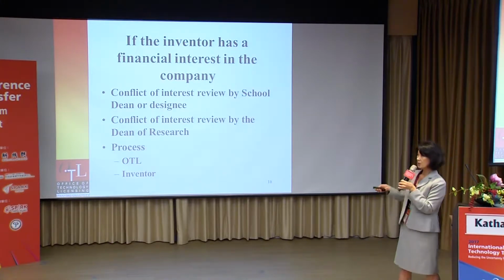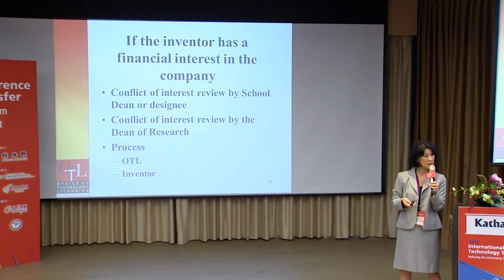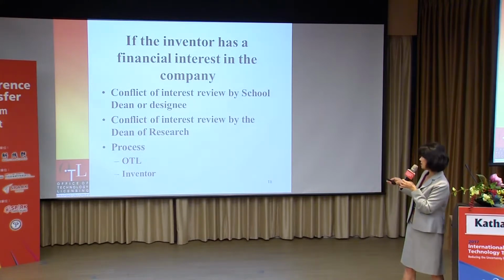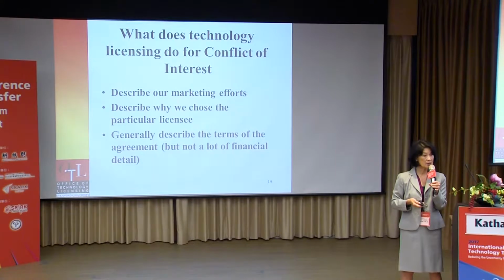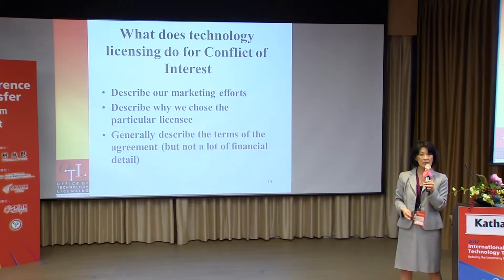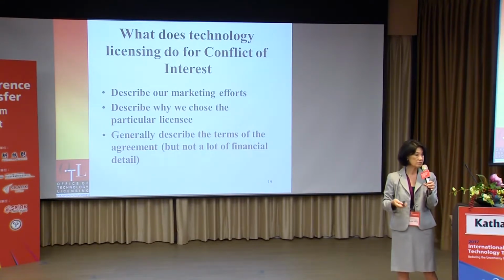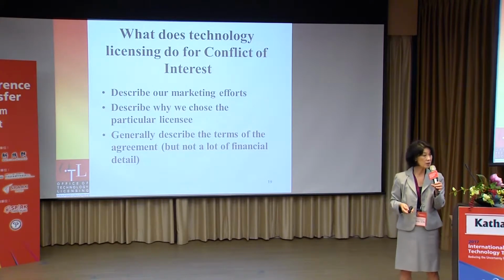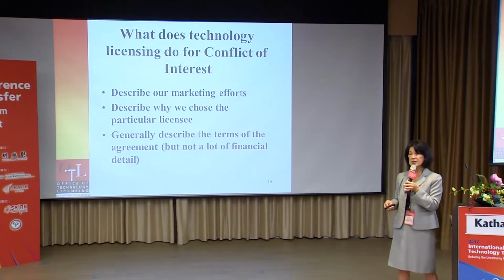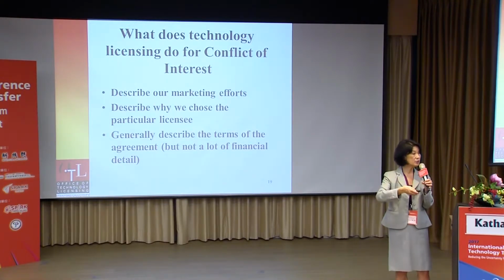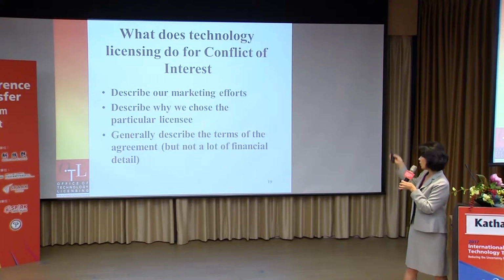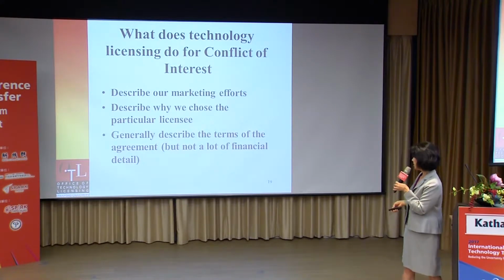We talk about what we've done with marketing and why we've chosen that licensee. So we describe our marketing efforts. Again, typically we sent a mailing to several companies. None of them expressed interest. Or we could say some of them have expressed interest, but then they went away, or they expressed interest and didn't provide a good development plan for us. We have to describe what we did and why we chose the particular licensee.